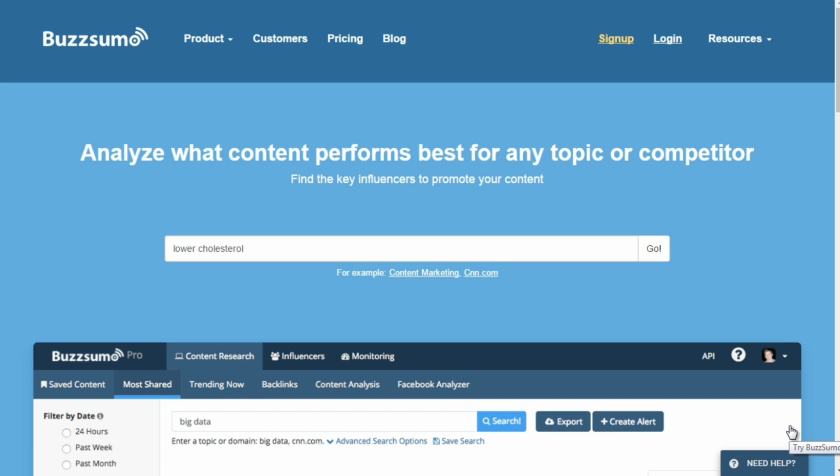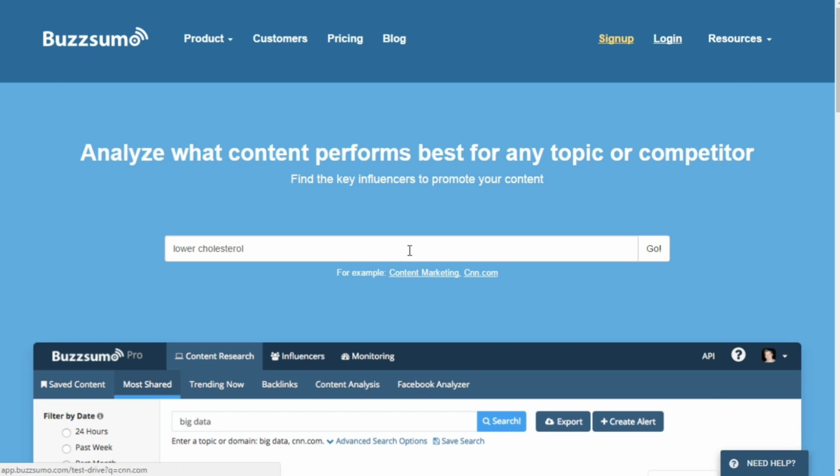But the tool that I like to use is called buzzsumo.com. The reason why I like this is because this site literally analyzes the content that performs the best within the niche. So this really is going to help shortcut things for you.